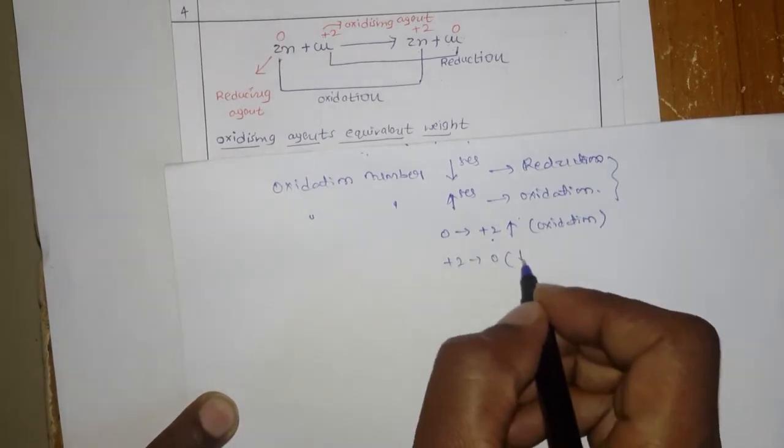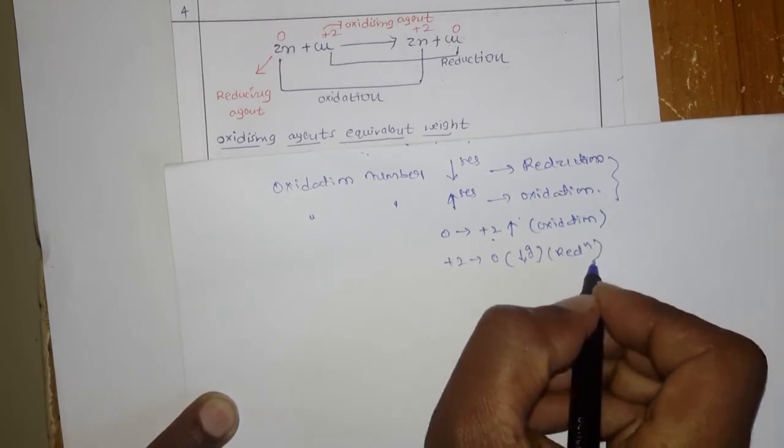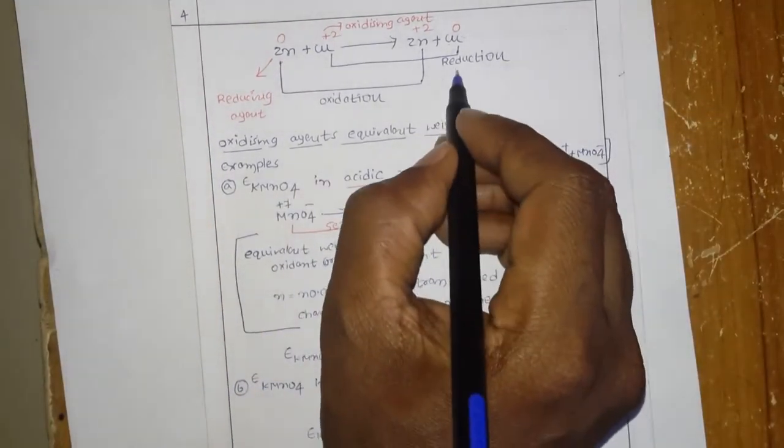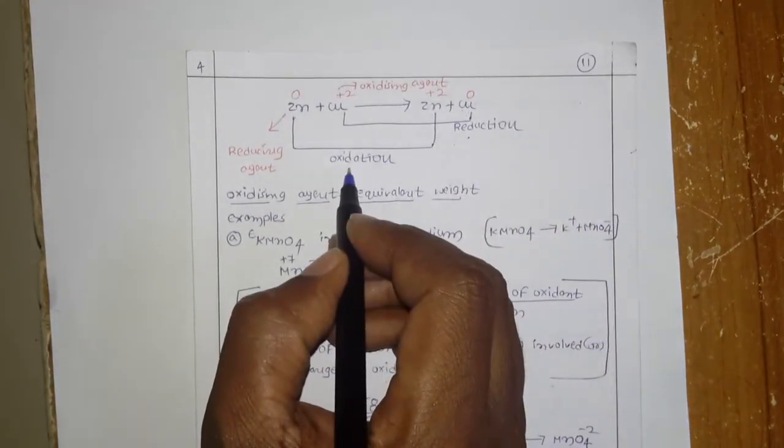So here the oxidation number is decreasing, so you call it a reduction. Okay, right, very simple. So here it is a reduction. The copper 2+ is undergoing reduction and zinc is undergoing oxidation.